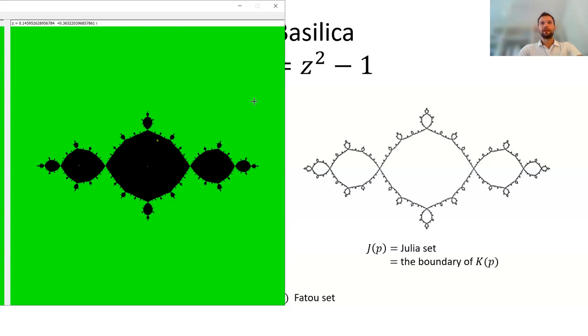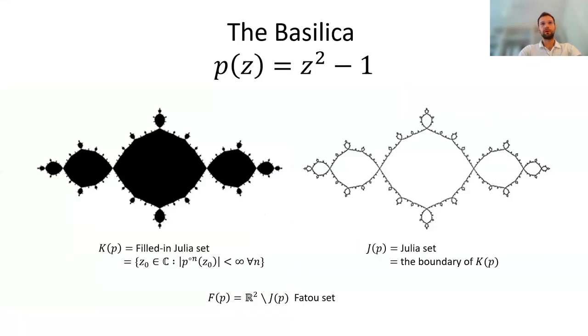Okay, so this is just an example of a particular polynomial with a particular property. And of course, the question that you should ask is, what about other polynomials? Yes, points in the Julia set stay in the Julia set.